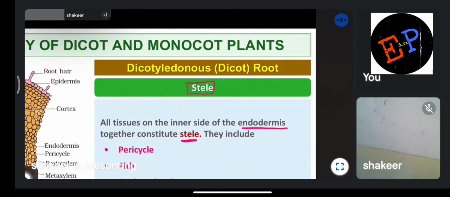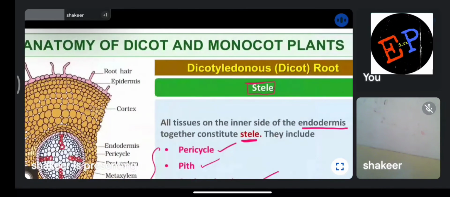Okay, ma? So this stele consists of what? Again it contains the pericycle, it contains the pith, it contains the conjunctive tissue, and it consists of the vascular bundles. Are you able to understand what is meant by conjunctive tissue? The cells which are surrounding these vascular bundles are called conjunctive tissues. Clear, ma? So stele consists of how many parts? Stele consists of pericycle, pith, conjunctive tissue and vascular bundles. Clear? Now we will study each of them in detail.